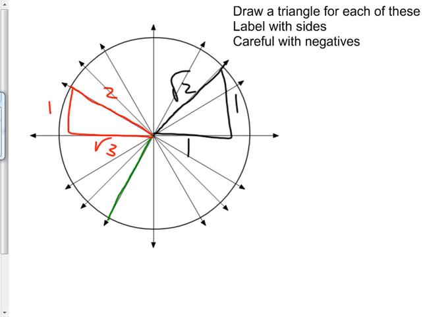Oh, I forgot the negative. Where is the negative on this one? On the root 3, yes. That was a negative, sorry. Okay. And now, let's do the green one.